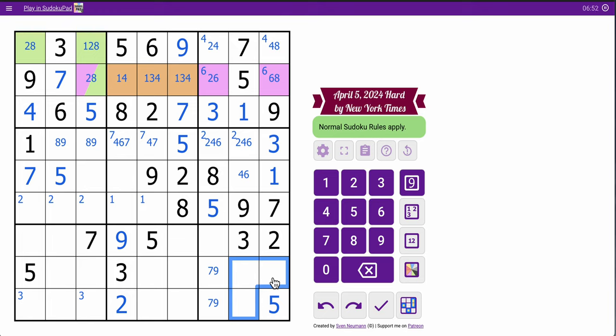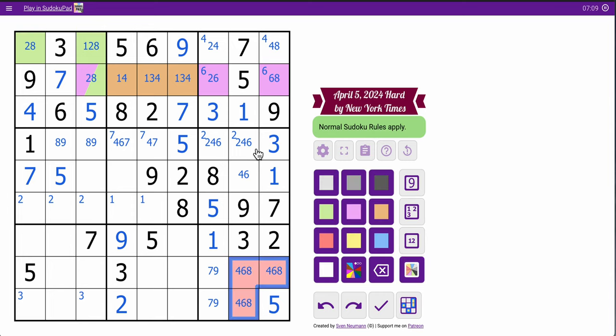Let's see, 2, 3, 5, 7, 9. I need 1, 4, 6, and 8 in those four cells in some fashion to fill out box 9. Oh, and 1 can only go here. So those aren't 1 and form a triple. There's a triple. Let's see, 4, 6 along with, well, that can't be 3, that can't be 3.